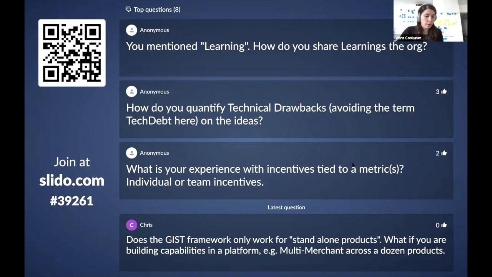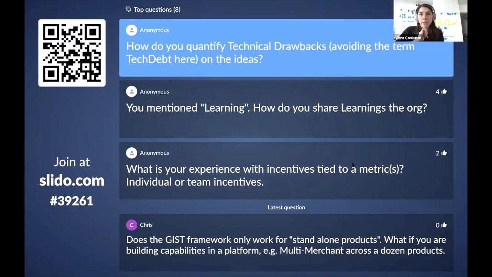How do you quantify technical drawbacks, avoiding the term tech debt here, on the ideas? This is new to me. What's the difference, what is a technical drawback, actually? I actually didn't want to say technical debt here, but you had it also in your slides. So for me, the thinking was around this example of, hey, we would be able to double our North Star metric in the next quarter or month for a certain time frame if we are doing a lot of shortcuts. Shortcuts would be these technical drawbacks that we introduce into our architecture.